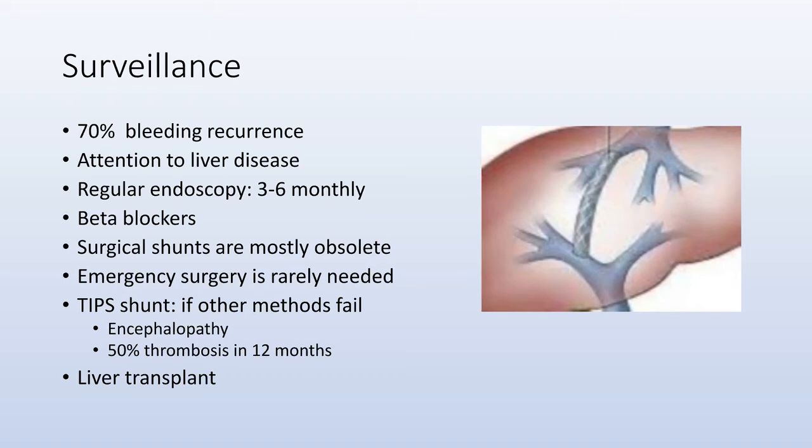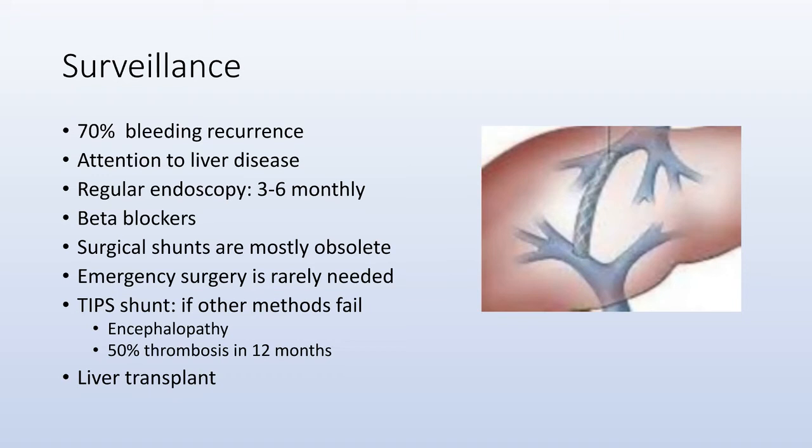What will they get? They will get regular endoscopies about every 3 to 6 months, and they will be put on beta blockers that have been proved to reduce the risk of rebleeding by reducing the pressure in the splanchnic circulation.